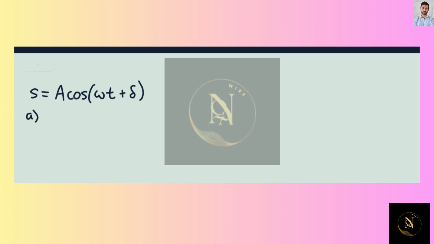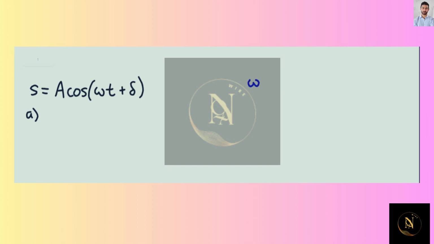Here we have an equation of motion, and some of the letters in here are Greek letters. If you're not familiar with them, the one that looks kind of like a W is omega, and the one that looks kind of like a D is delta. Those are constants in this equation, and A is also a constant, so our variable is t.